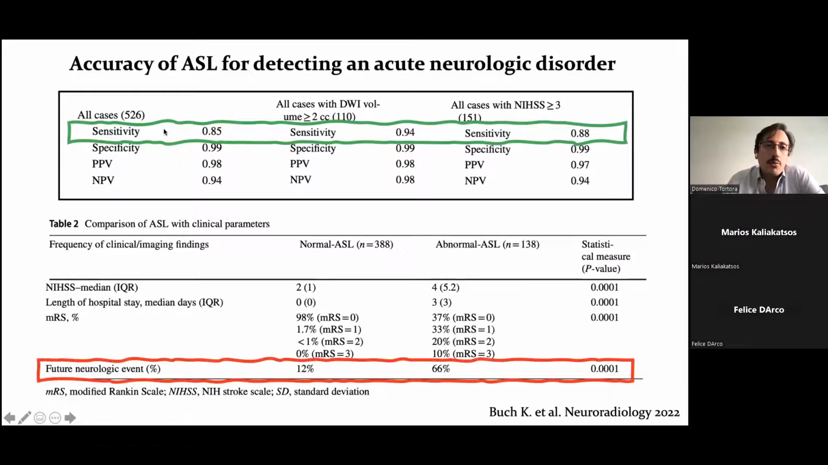And I think another important result of this study is the prognostic information that can be provided by the ASL perfusion map. In particular, if you can see a lesion on the ASL map, the probability for the patient to have a longer hospital stay or a future neurologic event is significantly higher.